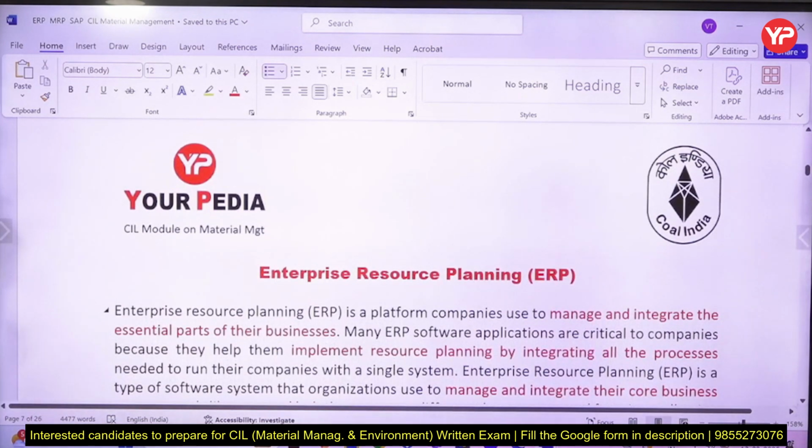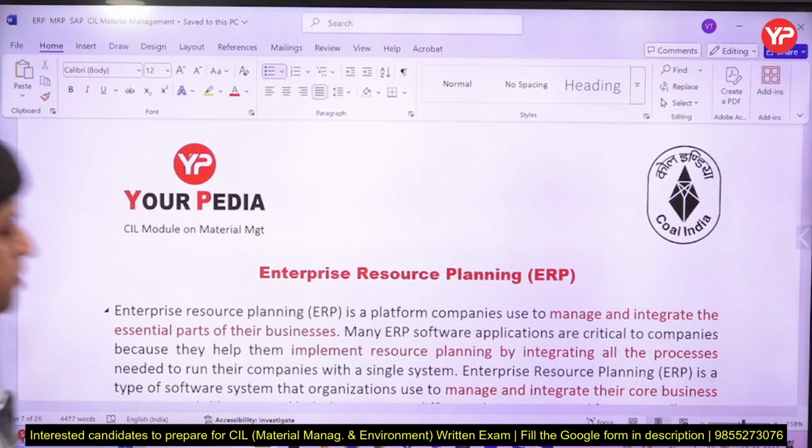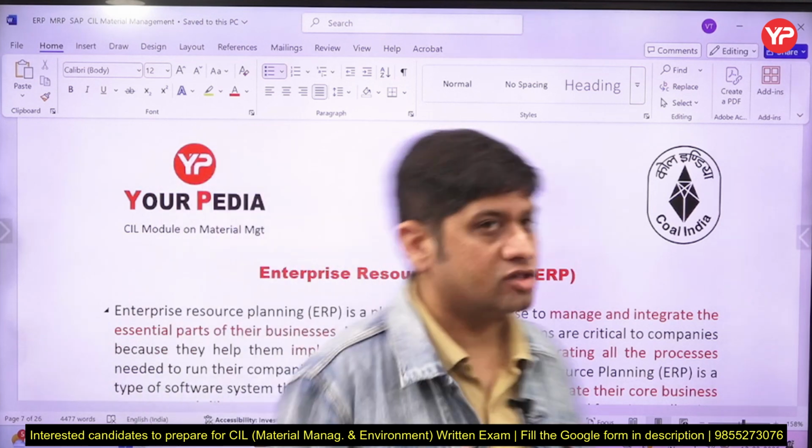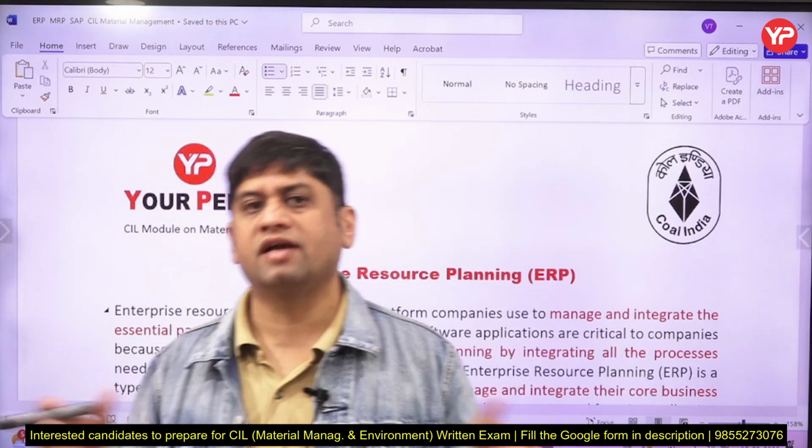What do we mean by enterprise resource planning? Take these documents. They are very important, and at the end of this document I have given you 50 questions, the kind of questions which you can get in this exam.